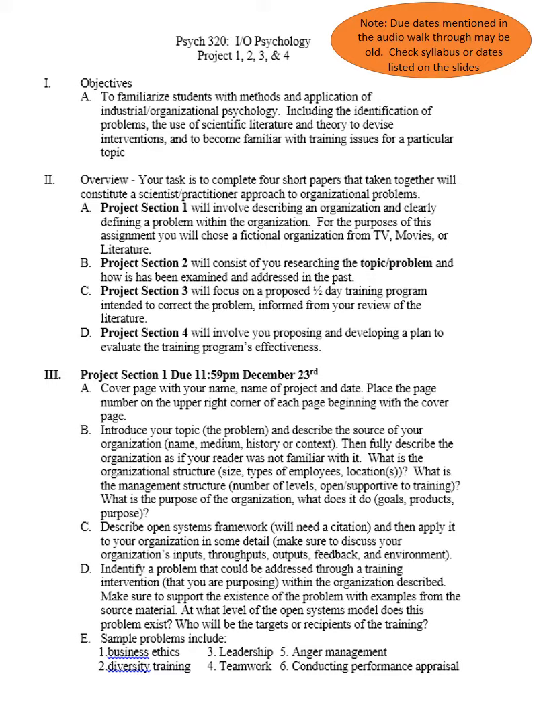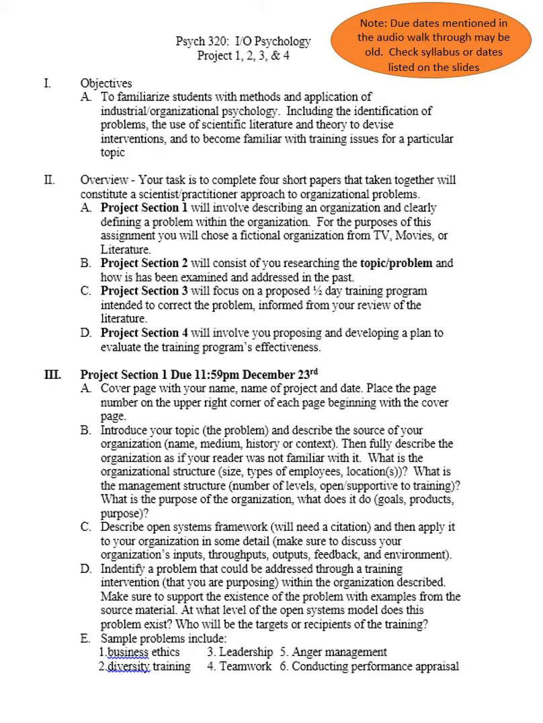So the objective of this project is to familiarize students with the methods and application of industrial organizational psychology. So whenever you're working on any of the sections, you want to be asking yourself, am I actually applying the theories and the techniques that have been taught in this class? Because that's one of the primary things I'll be grading for on these assignments. So let's just take an overview.